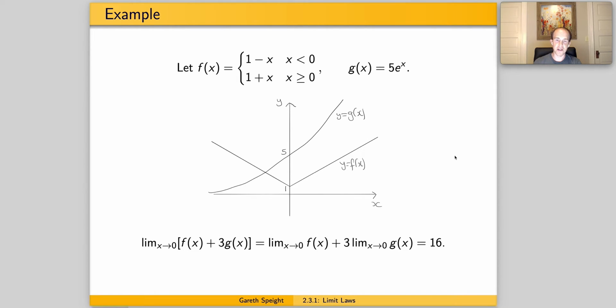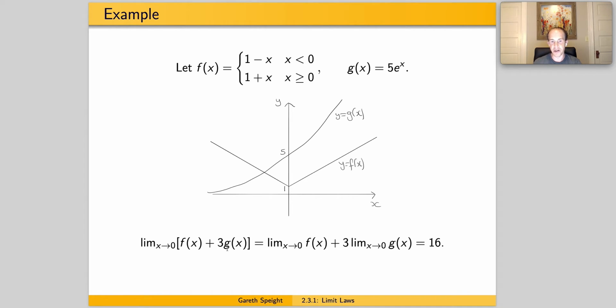And let's look at some functions that are not f and g, but are related to those. So if, for instance, we look at f of x plus 3g of x, then we don't have to plug things in a calculator. We don't have to graph f plus 3g of x. If we want to find the limit of f of x plus 3g of x, then provided we know that the limit of f and the limit of g both exist, which we do, then we can say the limit of the sum is the sum of the limits.